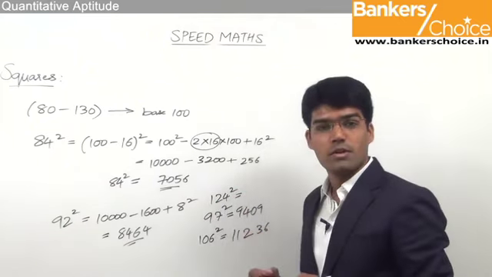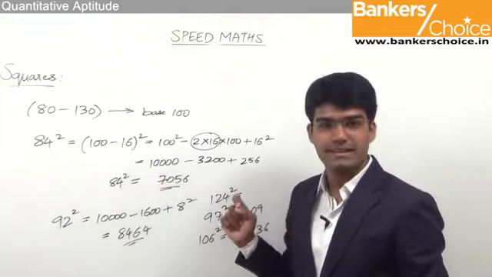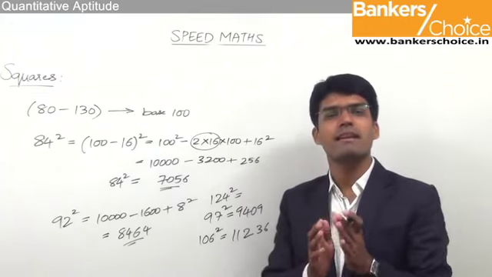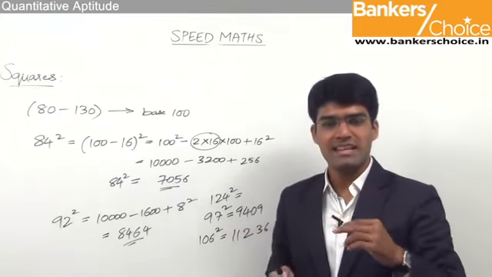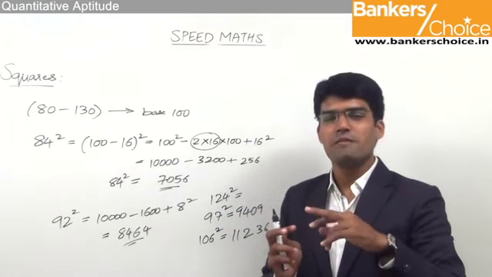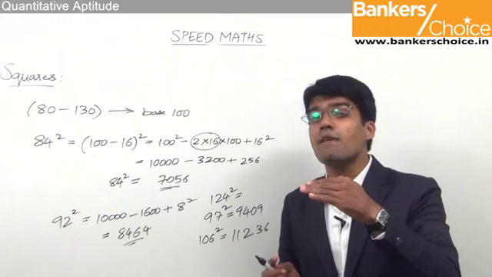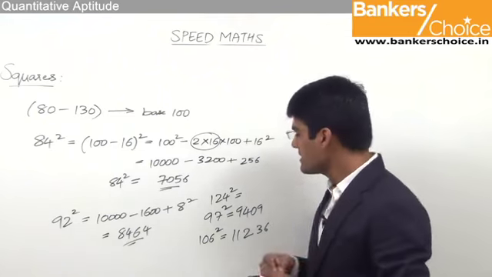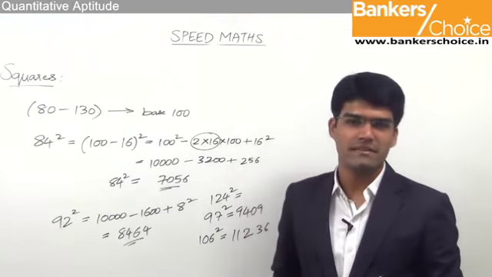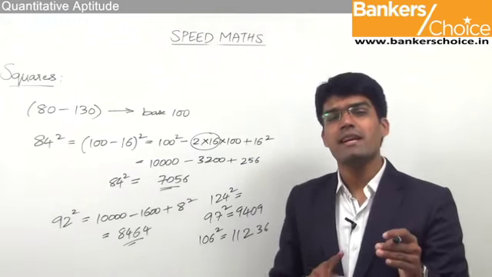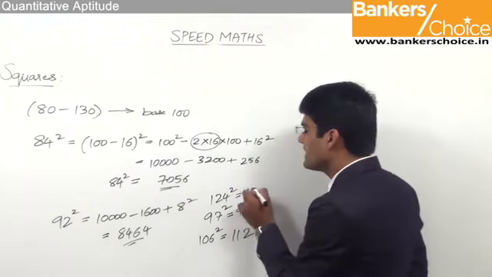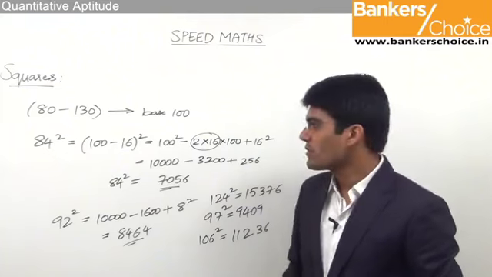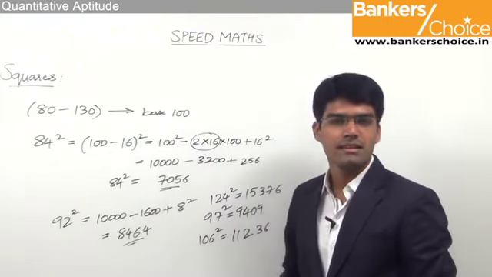Likewise, I want 124 squared. Now this is really a large number. But if you are comfortable with this technique, finding out 124 square will not take more than 3 to 4 seconds. 124 is 100 plus 24. So the first term is 10,000. The second term is double of b. That means 24 doubled becomes 48. So 10,000 plus 4,800 is 14,800. And the last term is 24 square. 24 square we know is 576. So 14,800 plus 576 will be equal to 15,376. So this is how simple finding out squares is. For numbers ranging from 80 to 130, always take the base as 100.